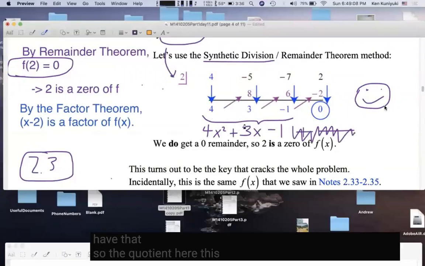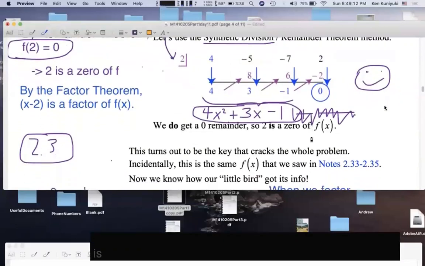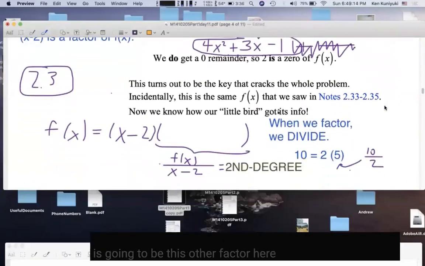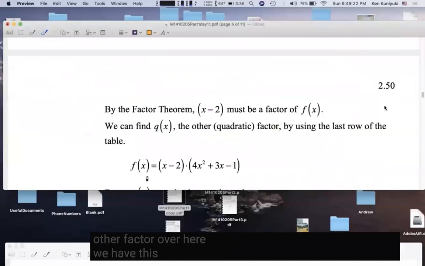So the quotient here, this polynomial quotient, is going to be this other factor here: 4x squared plus 3x minus 1, that's this other factor over here. We have this: f of x, that third degree guy we started with, equals the factor x minus 2 times this other factor, this quotient we got when we performed synthetic division.